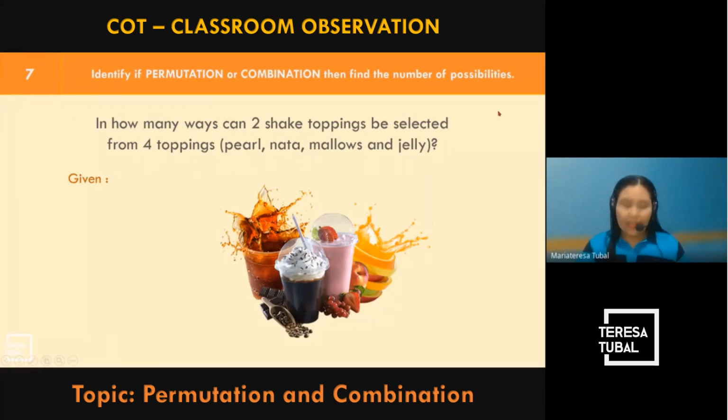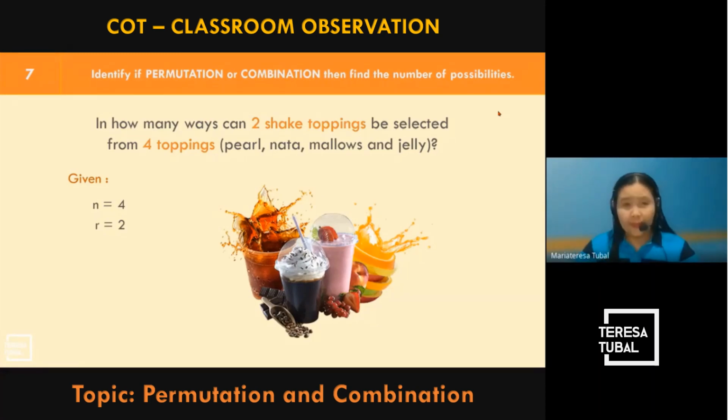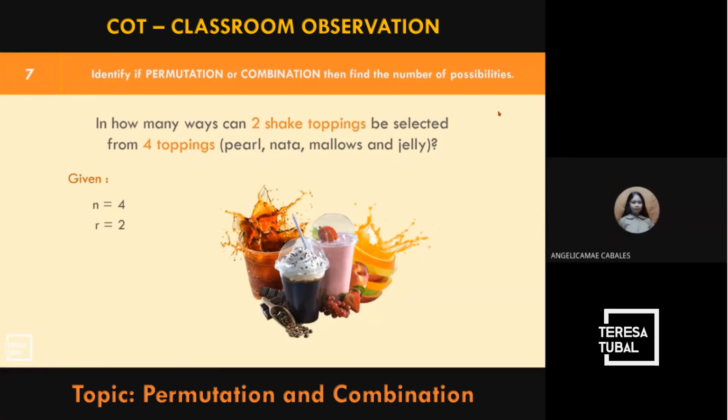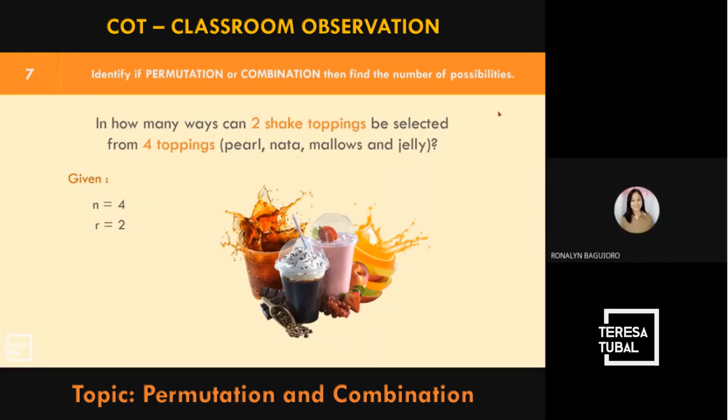So, right now, do you think this is a permutation or a combination? Yes, Angelica? Permutation po, ma'am. Why permutation? Kasi po naka-order na po yung mga palamig. So, meron ba silang pwesto? Pag inilagay sa baso, may pwesto na? Okay. Anyone would like to help? Yes, Hazel? Combination po. Why combination? Kasi po nagbanggit lang po siya ng 4 toppings pero wala pong sinabi yung arrangement niya po kung sino mauunang ilagay.